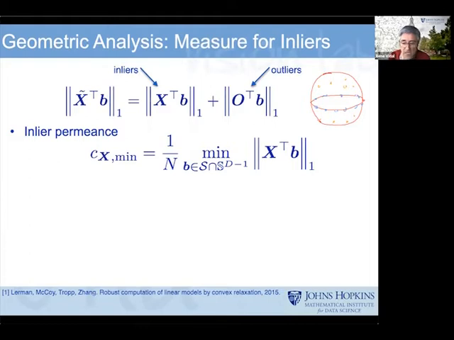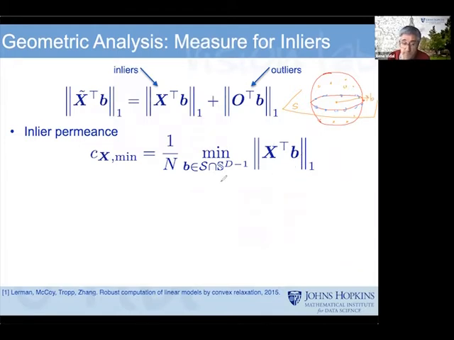And so what I'm talking about here is that if this here is my subspace S, what I've done is to choose a vector B in that subspace in this particular case, and consider the dot product with all of the inliers.